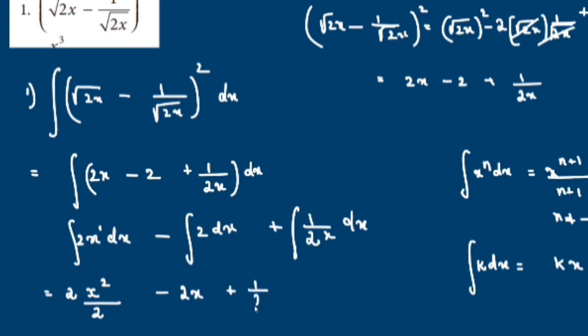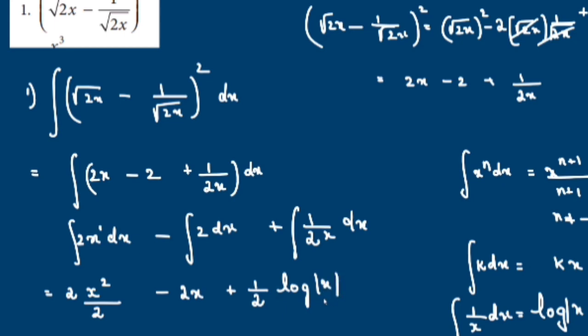Plus 1 by 2 is a constant. Now you have 1 by x. What is the integration of 1 by x? Just now I told you, 1 by x integration is log x. So 1 by 2 log of x. Always put a modulus sign here, plus c. So that's the answer: x square minus 2x plus 1 by 2 log of modulus x plus c.